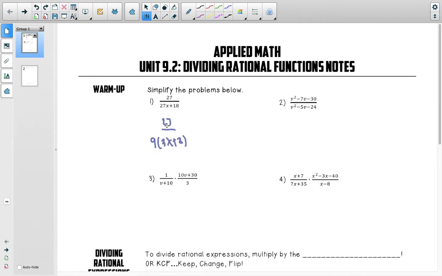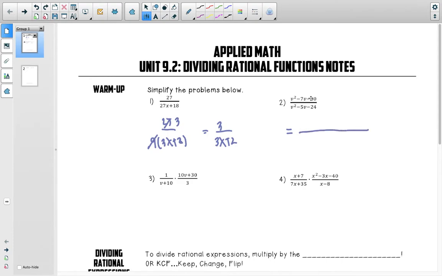And the 27 and 9 will simplify because 27 divided by 9 is 3. So that would cancel and leave you a 3. So then you have, oops, that's a 2. Okay. You have 3 over 3x plus 2, and you cannot cancel those 3s, so don't do it. Okay. On the next one, we have to factor.